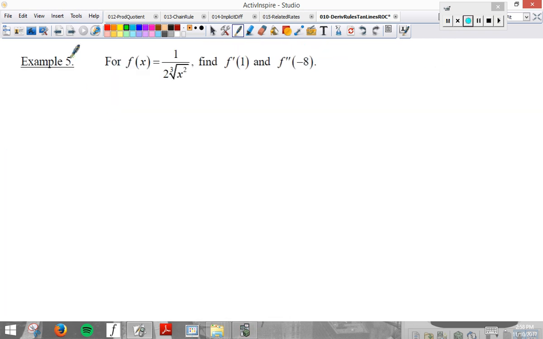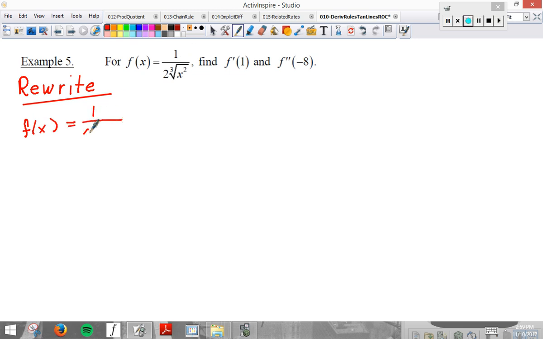Here we go. Let's try an example. So, for f of x equals this nastiness, they're asking me to find f prime of 1 and f double prime of negative 8. F double prime, the second derivative of f, evaluated at negative 8. So to do this, we're going to need to take the first derivative and the second derivative. So the first step is to rewrite f of x.